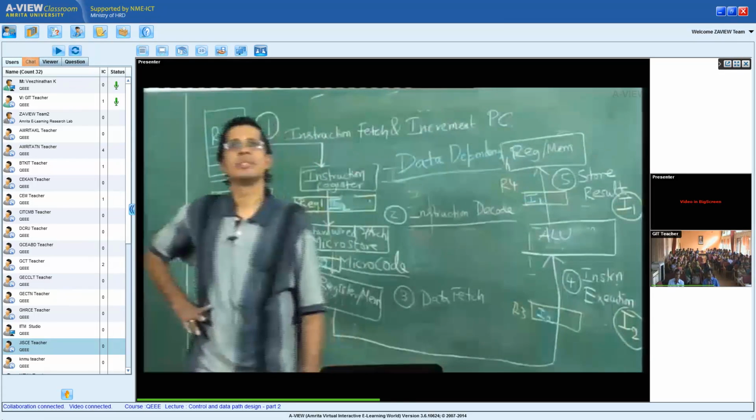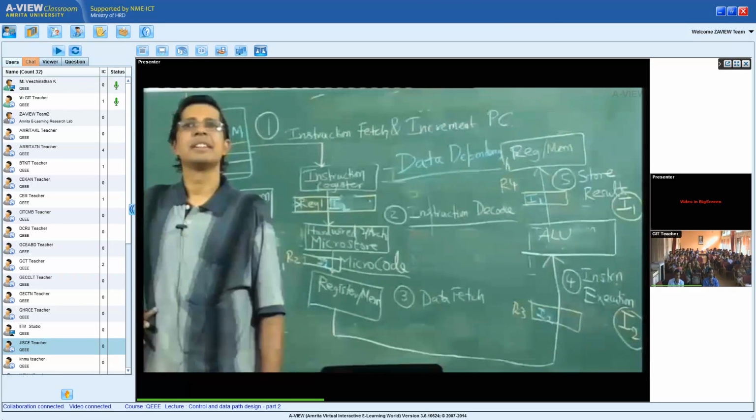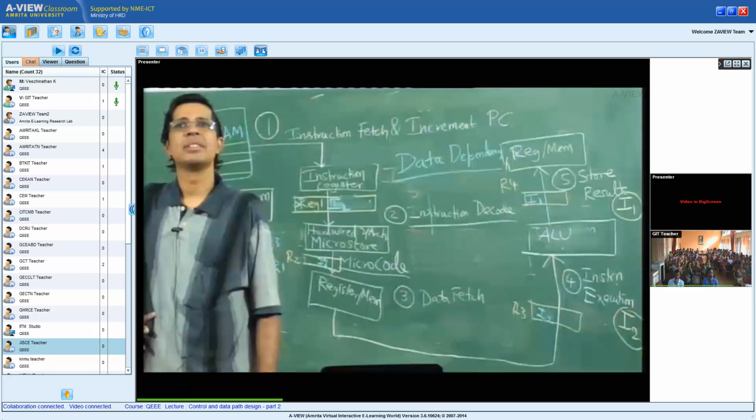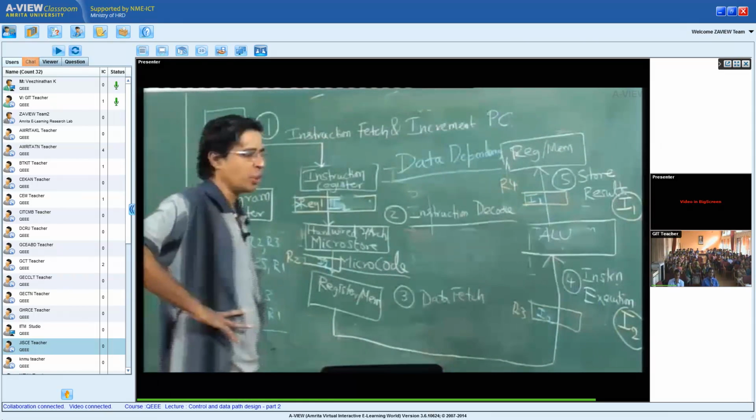Yes? Hello, yes sir. What is the significance of pre-fetch queue in pipelining? What is the significance of pre-fetch queue in pipelining?